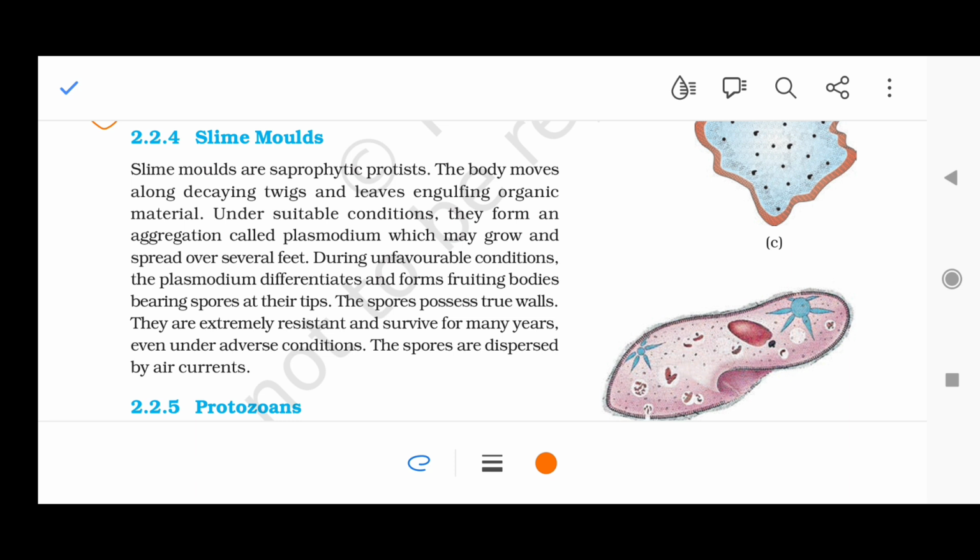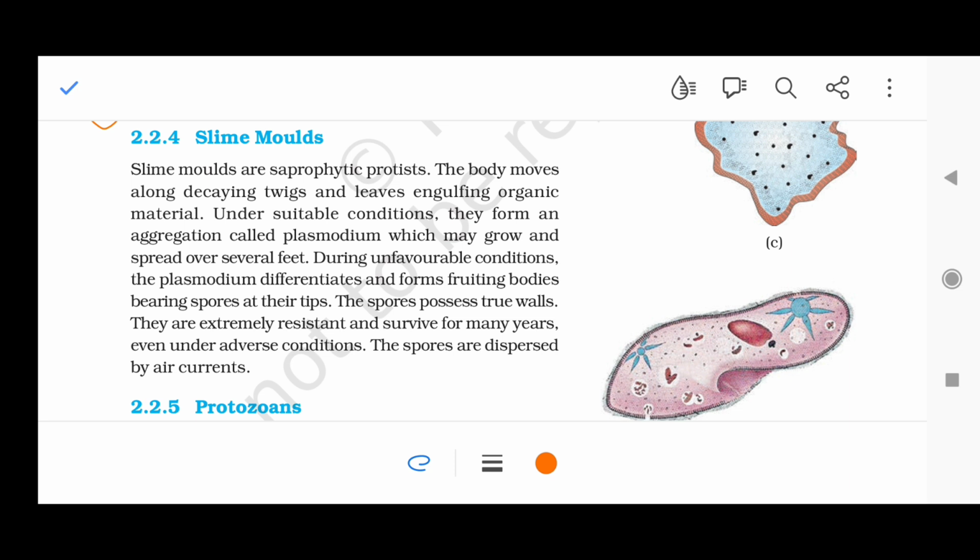During unfavorable conditions, the plasmodium differentiates and forms fruiting bodies bearing spores at their tips. These spores possess true walls. They are extremely resistant and survive for many years even under adverse conditions. The spores are dispersed by air currents.